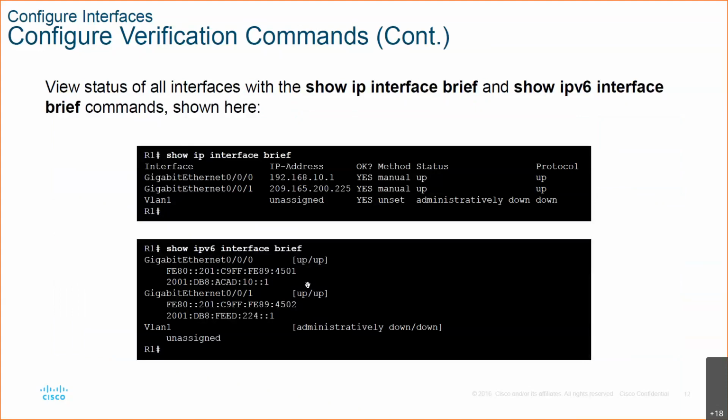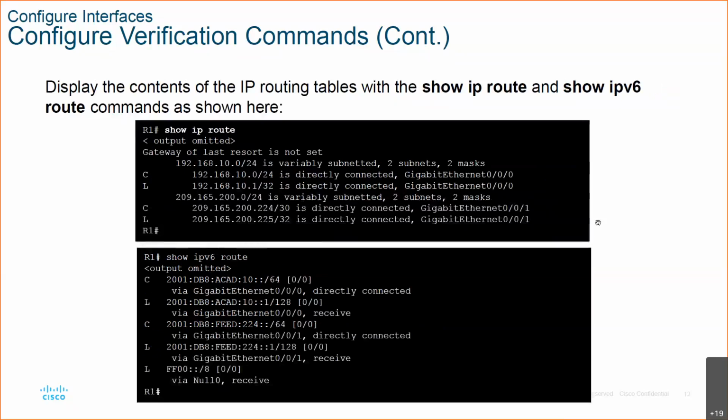If you want to view the status of all interfaces with the show IP interface brief and show IP version 6 interface brief, it will look something like this. Show IP interface brief. It will show you all the IP version 4 interfaces. Or show IPv6 interface brief. Can I give an interface both an IP version 4 and an IP version 6 address? Yes, you can. Okay.